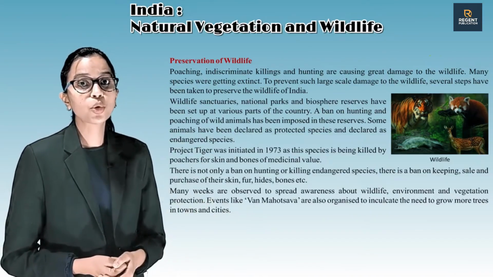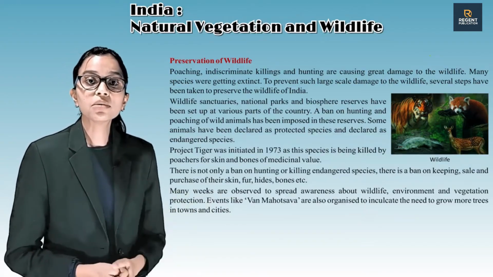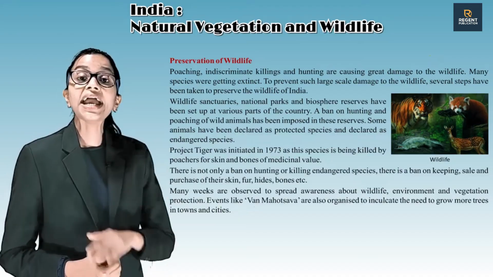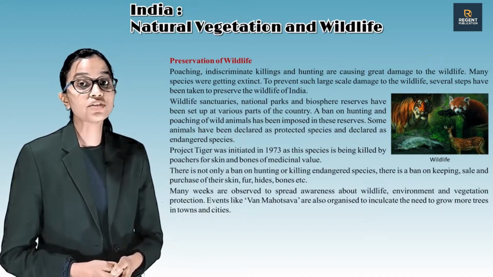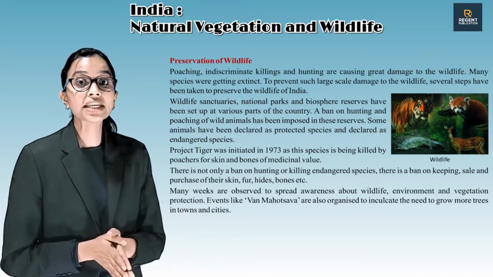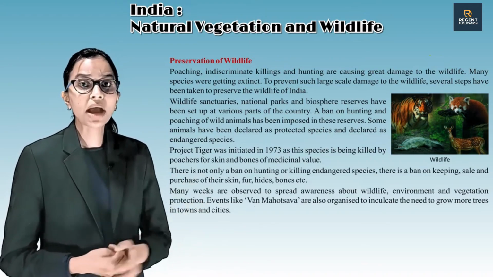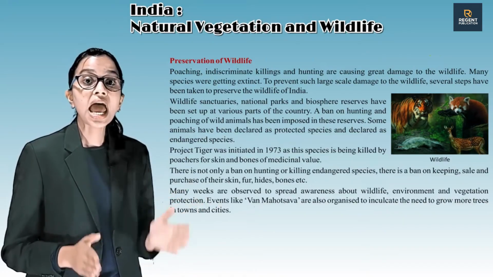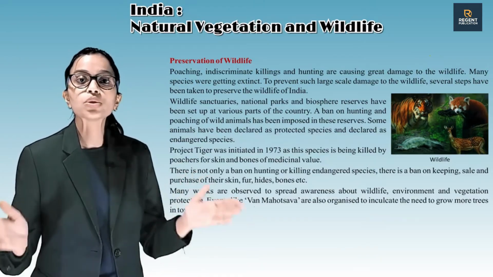A ban on hunting and poaching of wild animals has been imposed in the reserves. Some animals have been declared as protected species and declared as endangered species. Project Tiger was initiated in 1973 as this species is being killed by poachers for skin and bones of medicinal value. There is not only a ban on hunting or killing endangered species, there is a ban on keeping, sale and purchase of their skin, fur, hides and bones, etc.